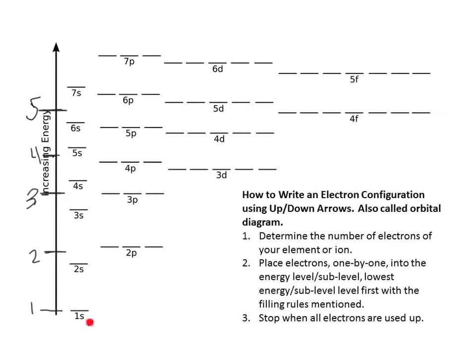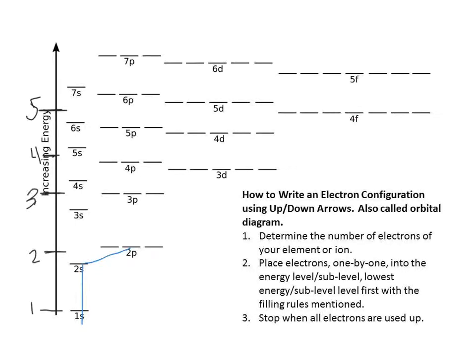The first one has one S. The third energy level has three sublevels, S, P, and D. The fourth energy level has four sublevels, S, P, D, and F. So when we fill it, we go from lowest to highest, right?